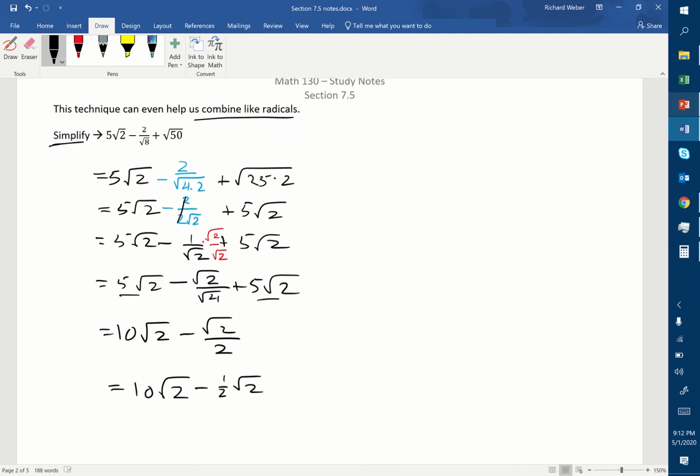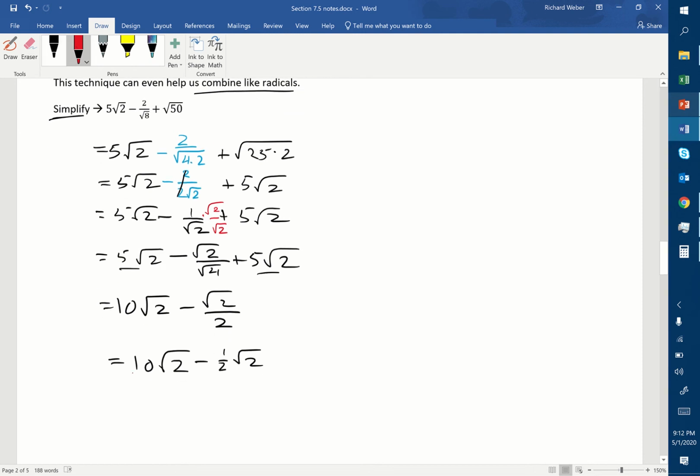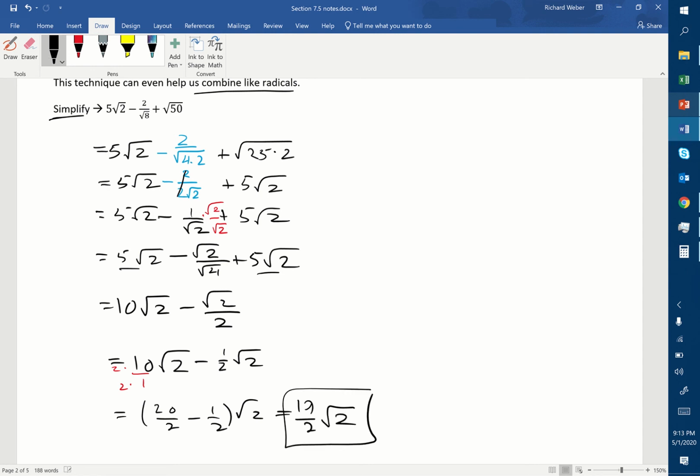Are you kidding me? We're going to add those numbers. This is over 1, so times 2 for a common denominator. What I've got is 20 halves minus 1/2 radical 2. I'm adding them. You can use a calculator. So that's 19 halves. So 19 over 2 square root of 2 is a decent answer.